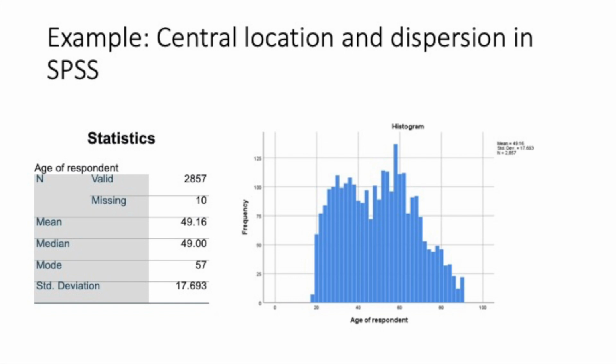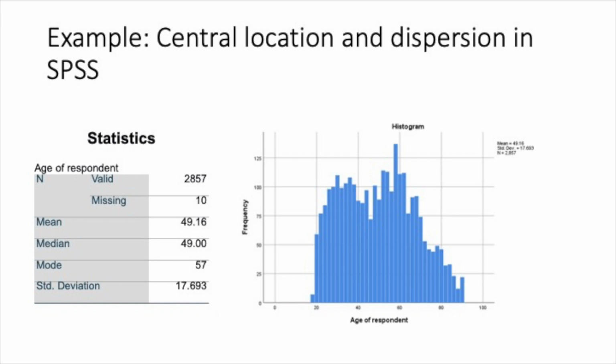Finally, I want to show you what output from SPSS looks like when you tell it to calculate measures of central location and measures of dispersion. So on the left side, you see a table, and this is providing us with the mean, the median, the mode, and standard deviation for age. So I chose age. I think that's the only interval ratio variable in our GSS data.